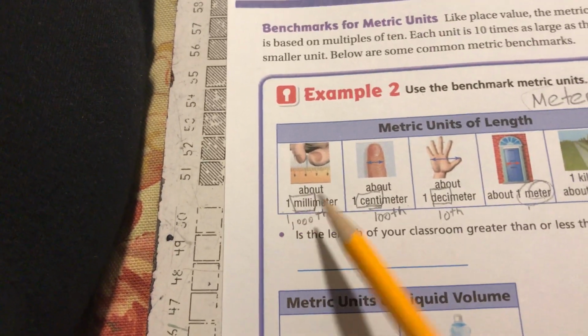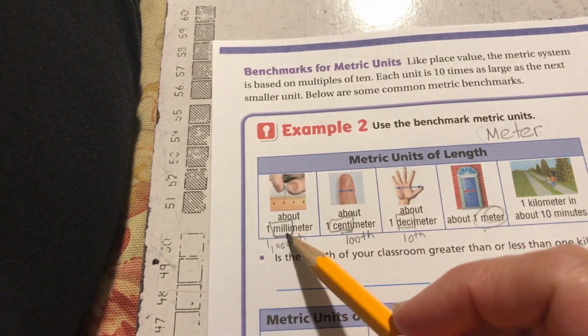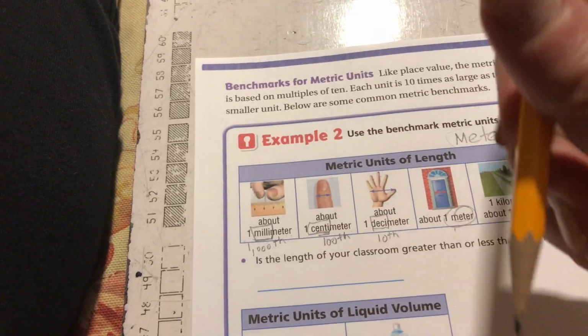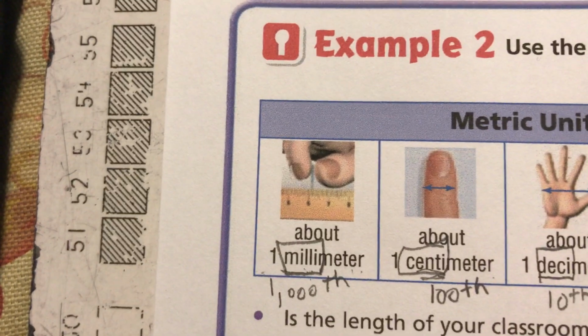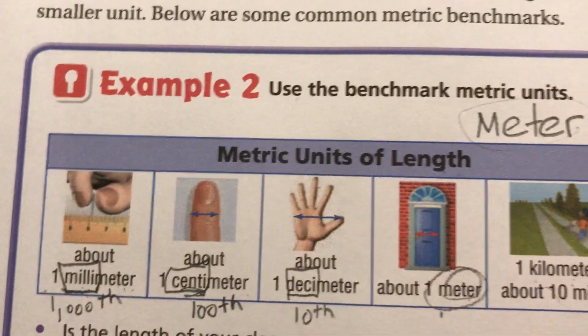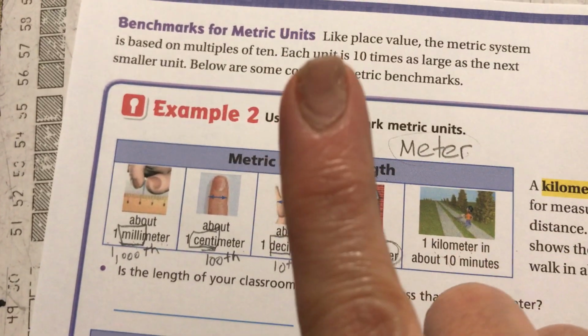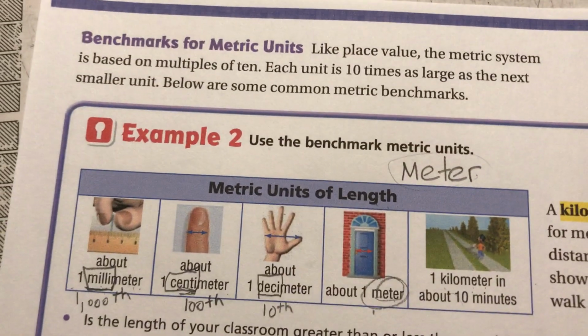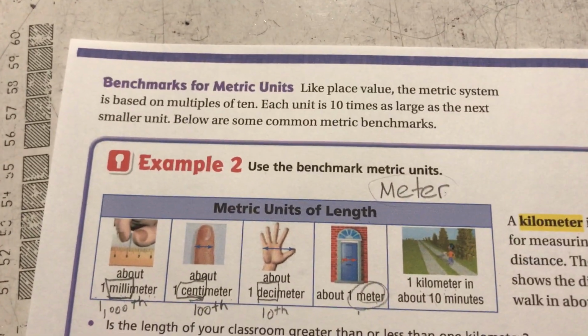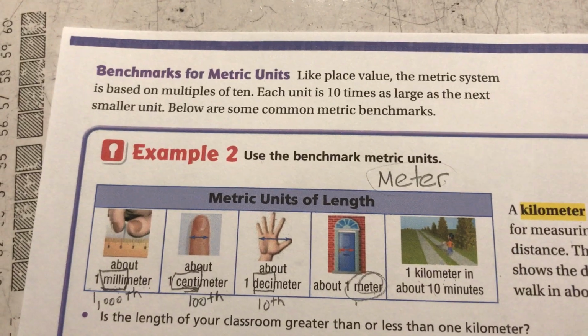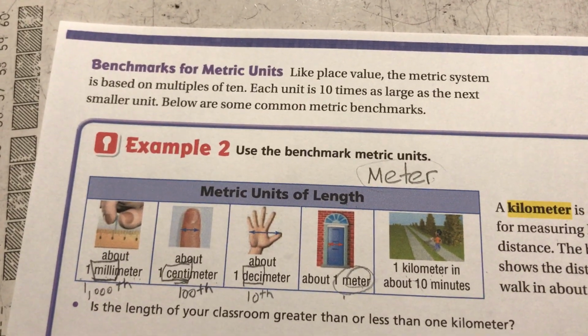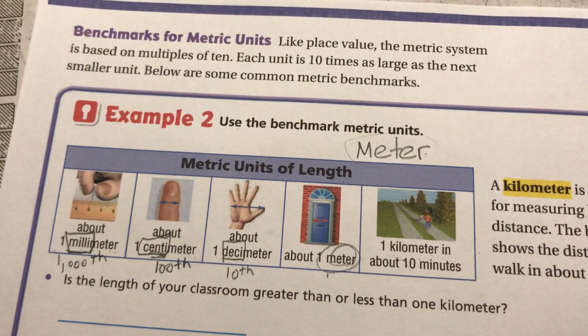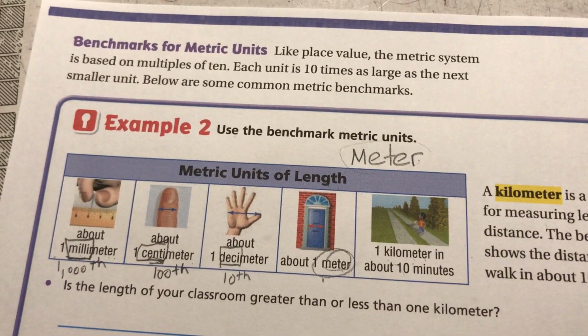To measure, if you didn't have a ruler, about 1 millimeter is the width of a paper clip. That's about 1 millimeter. And a centimeter is about the width of your finger, going across. And about 1 decimeter is from your thumb to your pinky. And then a meter is about the width of a door. And a kilometer is about 10 minutes to walk it.